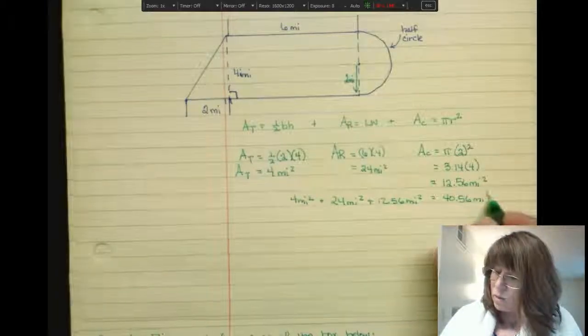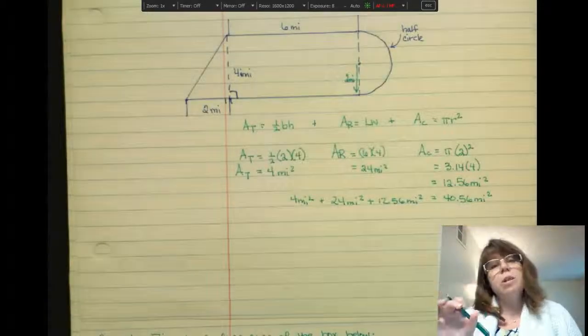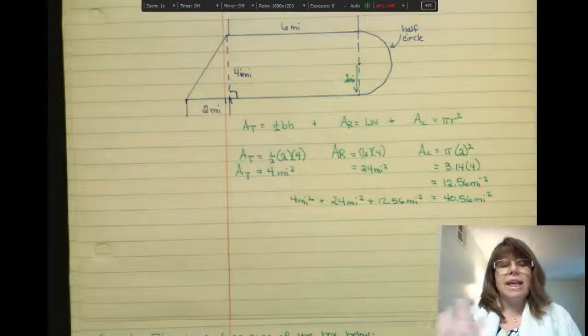40.56 miles squared. So again, break it down into smaller bits and then add it all together.